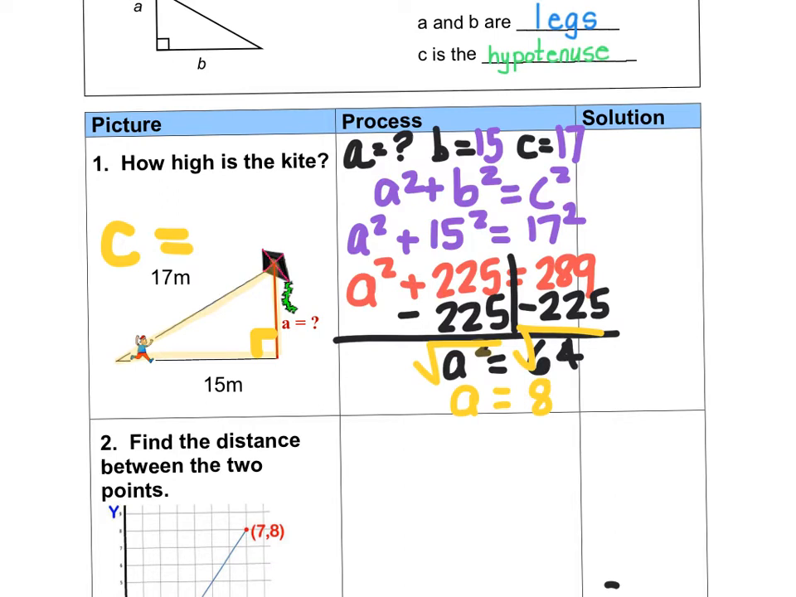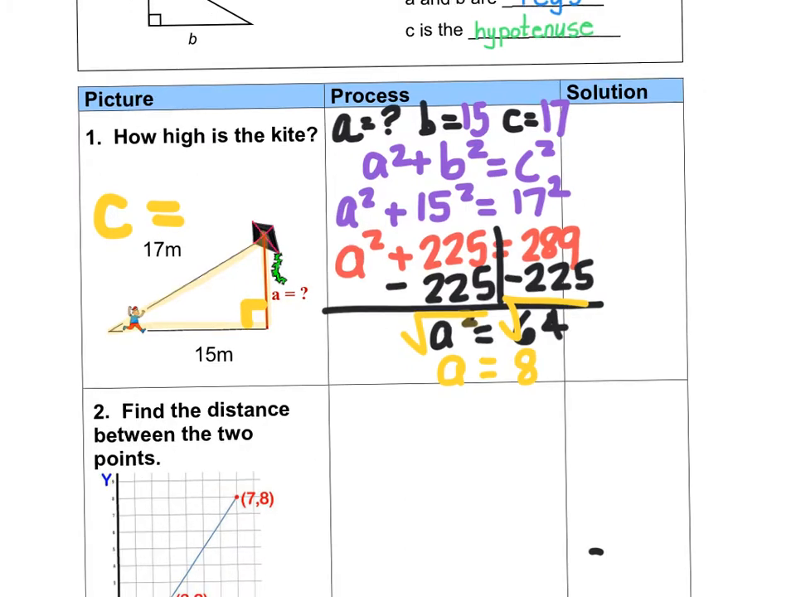Let's write the solution in a sentence. First, go back to the question. What was the question? The question was, how high is the kite? So the solution would be, the kite is 8 meters high. Remember those labels, folks.